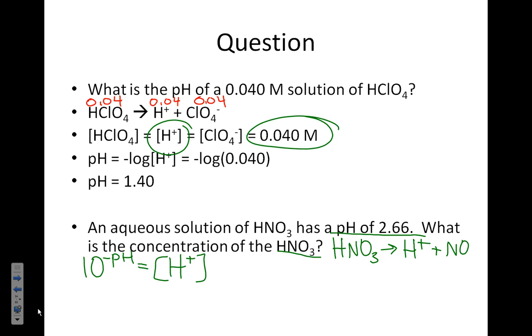It turns into nitrate and hydrogen ion. So whatever this concentration is for the hydrogen ion, it's going to be the same thing as the concentration for the nitric acid due to that complete dissociation.